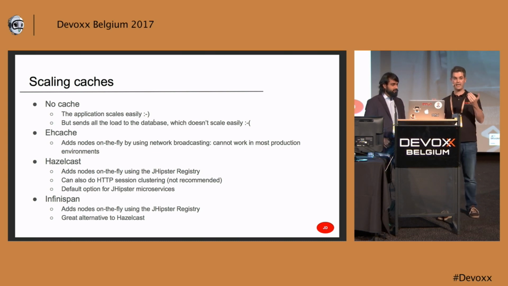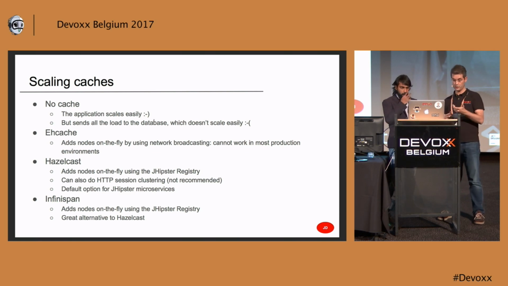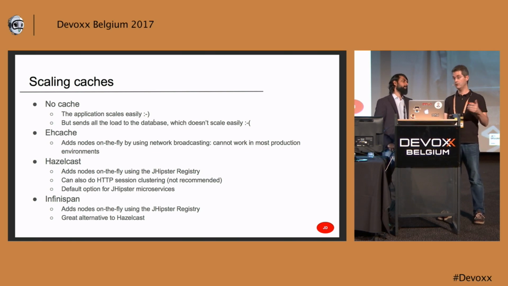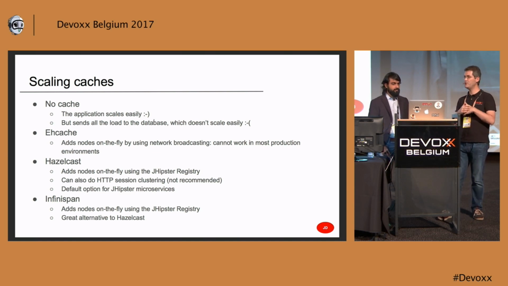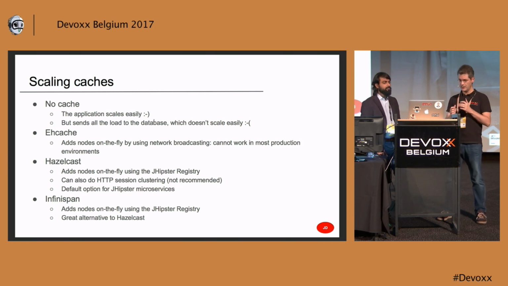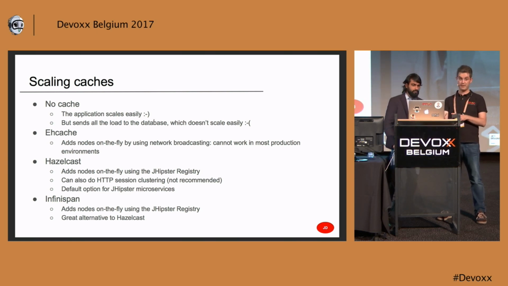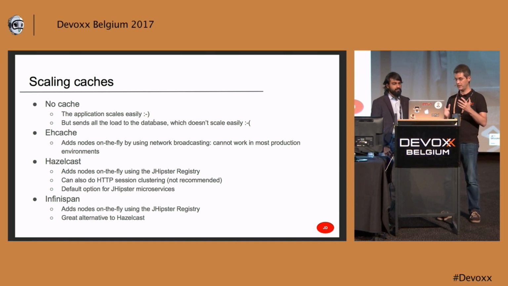And if you want to scale, to have distributed cache, we've got 2 very good options. The first one is Hazelcast, which is our original option, which works very, very well. It can also do HTTP session clustering. So that's what we just talked about. I'm not recommending it by default. If you need it, use it, but if you don't need it, don't use it. And we've got InfiniSpan by Red Hat, which basically works the same as Hazelcast, just a different solution from a different company, but both are equivalent.